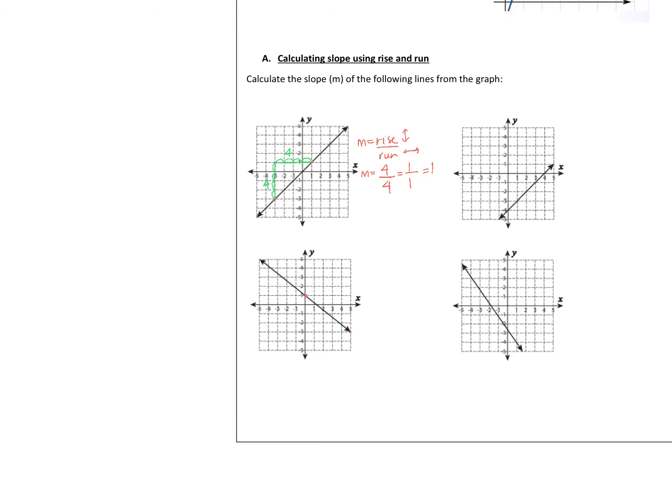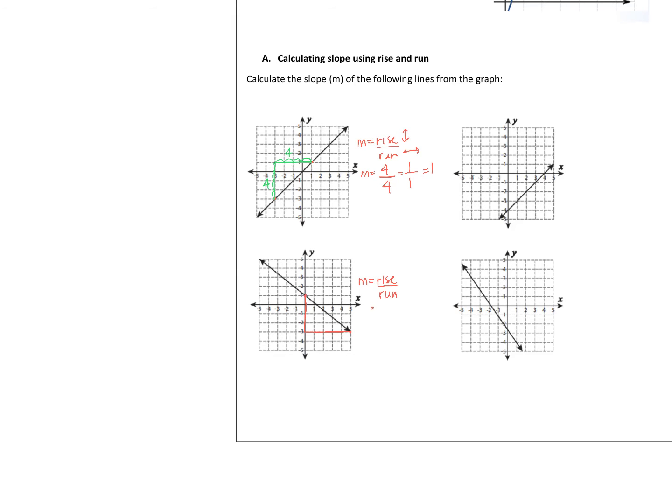Okay, so now again, I'm going to read this like I read a book. I go left to right. The first point I come to is here. I have to go down and then over. Could go over and then down, but again, I like to do the rise first. Okay, so the up and down movement first. So I'm going to go down and over. So my slope is rise over run.